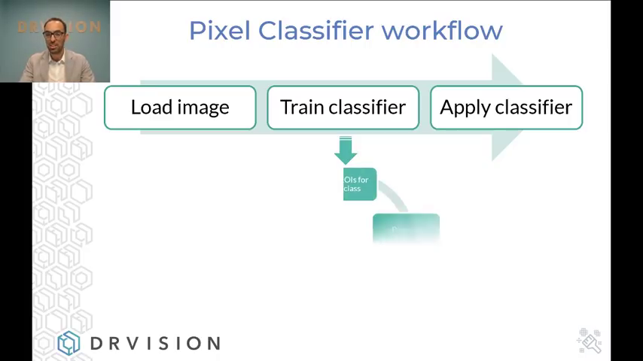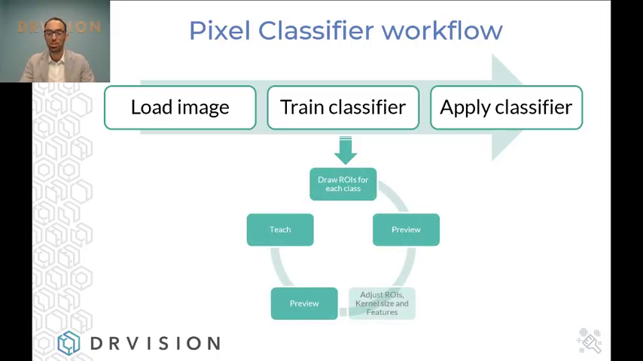So the training process itself is pretty straightforward. You draw some regions, you get a preview. You may want to adjust or not the regions that you painted, or the kernel size, or the features that you've decided to use. And then you get a new preview. You can teach that classifier, and then you can apply it.